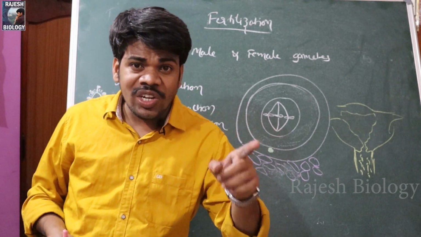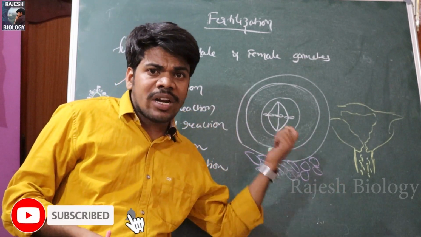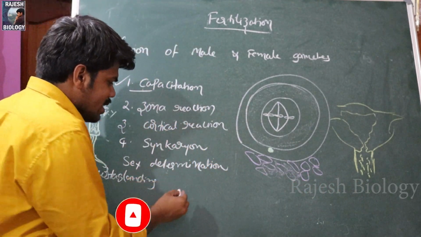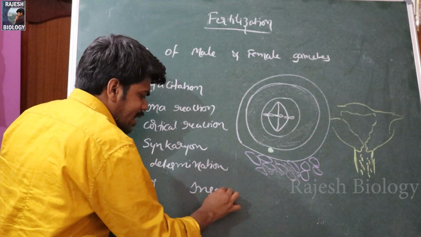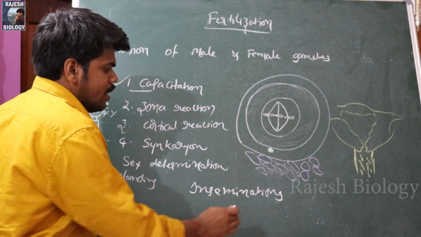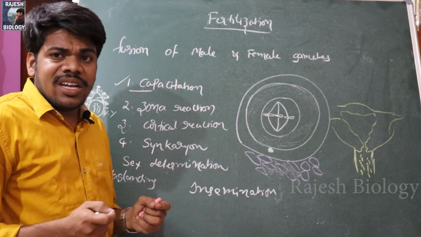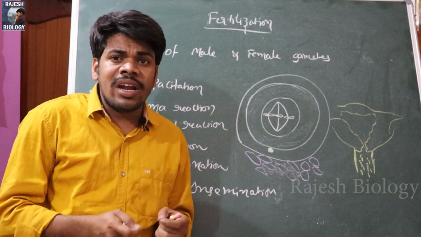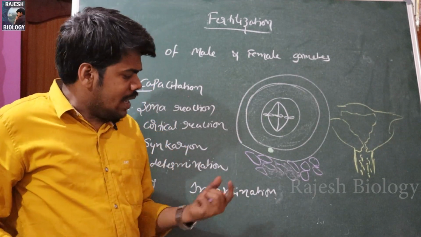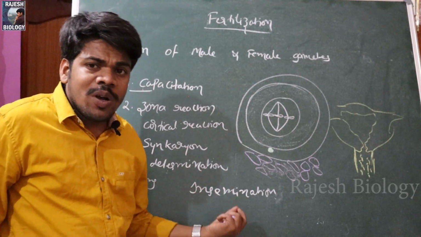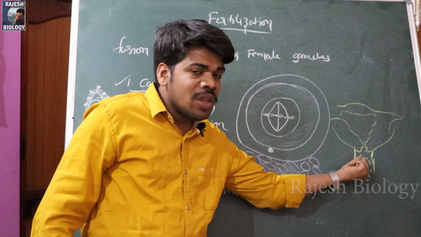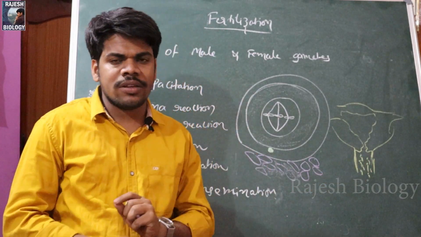If the semen is released out from the male body, that is called ejaculation. If that ejaculation takes place within the female reproductive system, this is called insemination. Insemination means releasing of semen into the female reproductive tract. That is the first step. During insemination, the sperm cells are released into the female reproductive tract and they enter into the vagina. This is the first step.